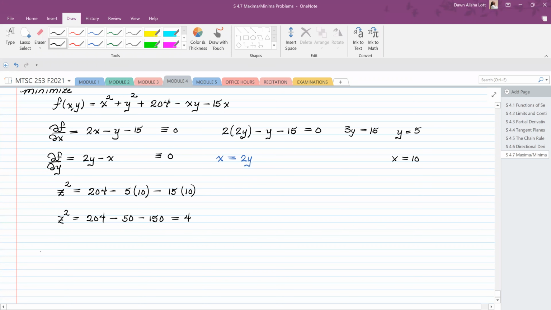So therefore, the maximum of the function is x squared, which is 100, plus y squared, which is 25, plus z squared, which is 4. So that's 129. But now we just have to remember that the function we were trying to maximize was the square root of that. So our answer is the square root of 129.